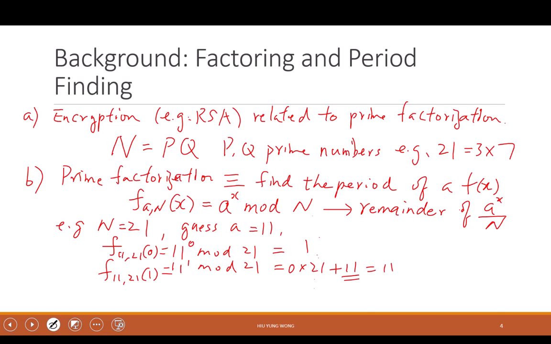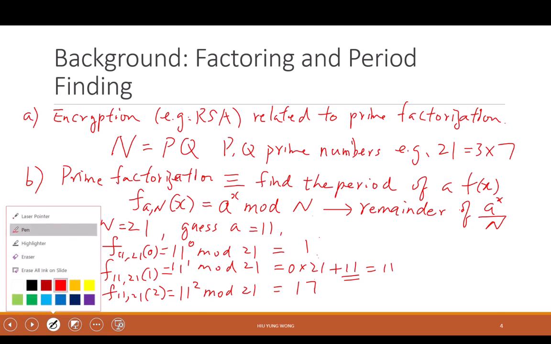Okay, now what about f of 11, 21, 2? What is that? 11 to the power 2 modulus 21, 121 divided by 21, which is about, you divide it by 25, right? It's 105, and 121 minus 105 is 16, right? The remainder is 16. So now you probably cannot follow, but you just trust me, the remainder is 16.